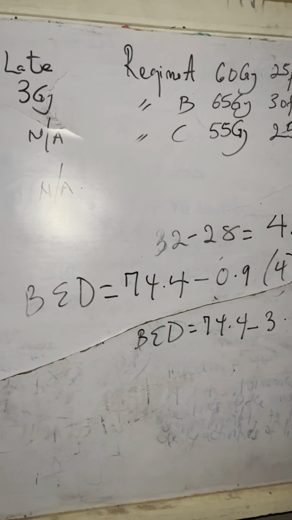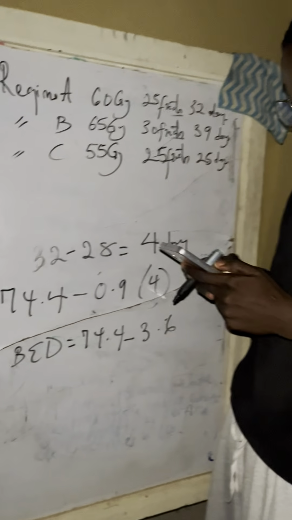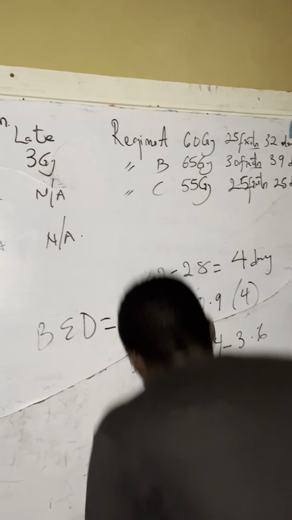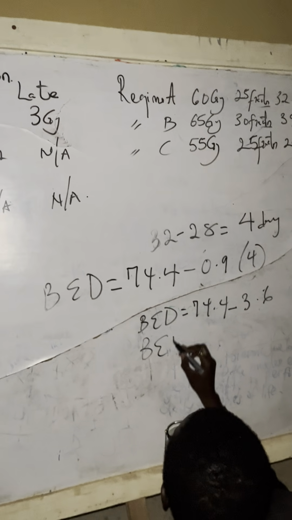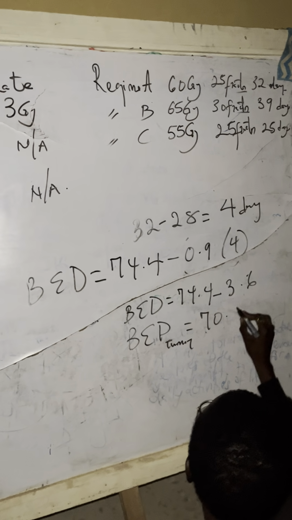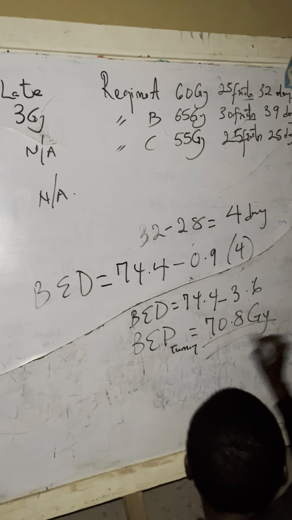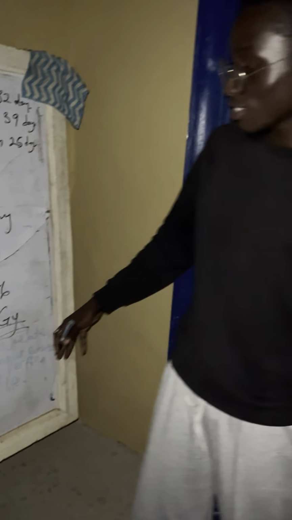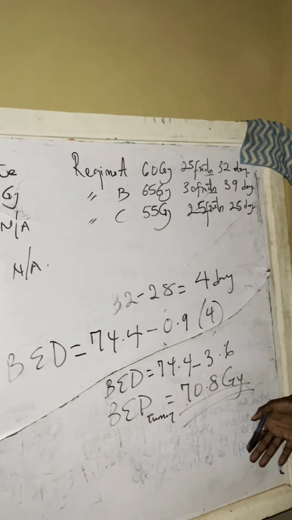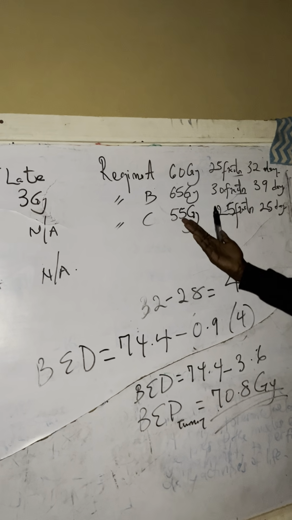So if that's going to be the case, then we can subtract this and this. Then we are going to have 70.8 gray. So our BED tumor is going to be 70.8 gray. Alright, so this is the biologically effective dose for the tumor under regime A.